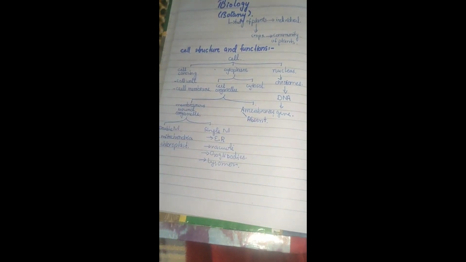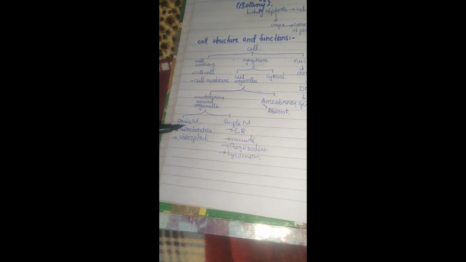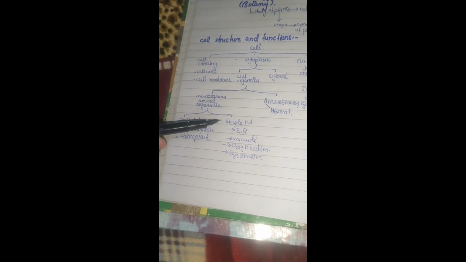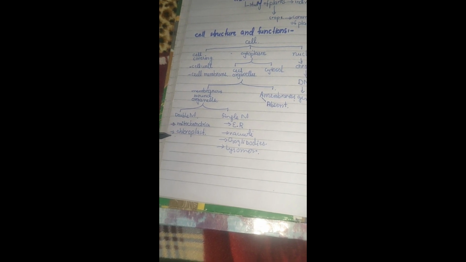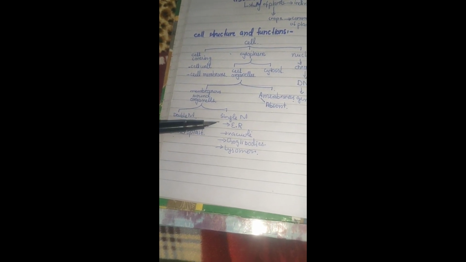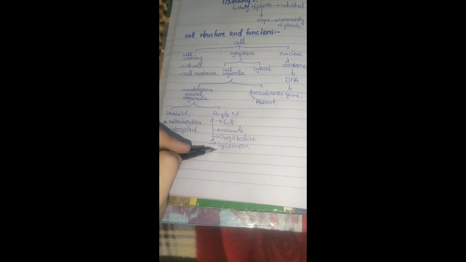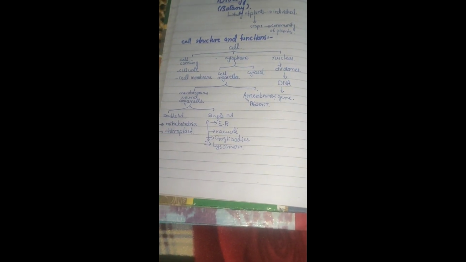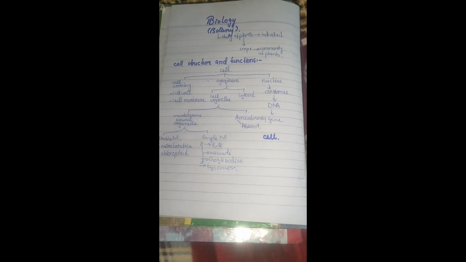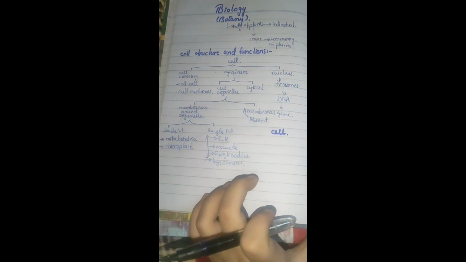In the membrane bounded organelles, again we have two types: double membrane bounded organelles and single membrane bounded organelles. In the whole structure we have only two double membrane organelles, mitochondria and chloroplast, while all the remaining are single membrane, like endoplasmic reticulum, vacuole, Golgi bodies, lysosomes and many others. Okay, so now let me teach you some important points about the cell.